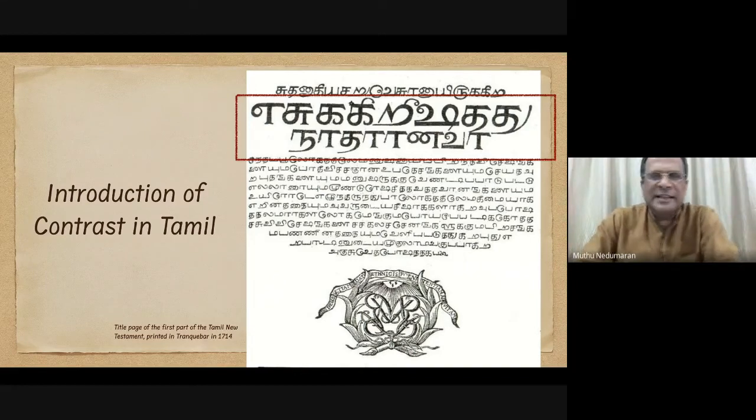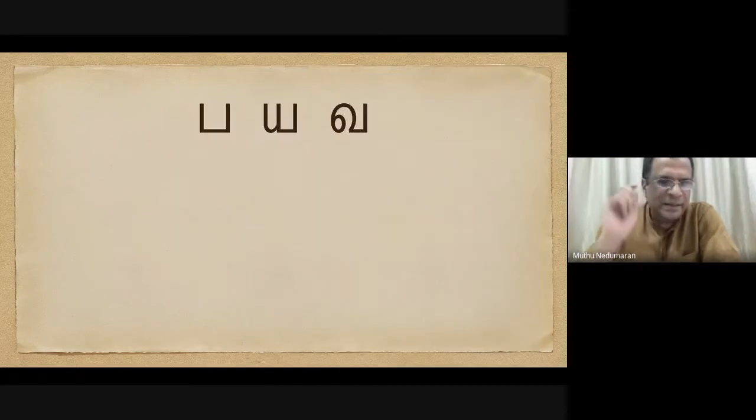Now, how did they decide? Like if you look at Ka, for example, the second letter in the title, how did they decide which stroke should be thin and which stroke should be thick? Now, I did some research to figure out what could have influenced them to introduce that variation in thickness. And this is what I came up with.